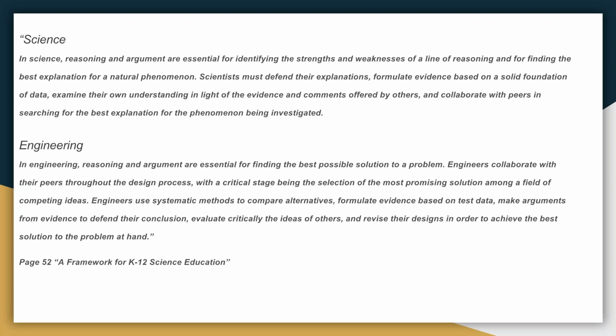All right, and so scientists defend explanations based on evidence with a solid foundation of data, whereas engineers are making arguments from evidence to defend their conclusion, evaluate the ideas of others, and then revise their design. This noise is driving me crazy. I have like 4 voices right now.